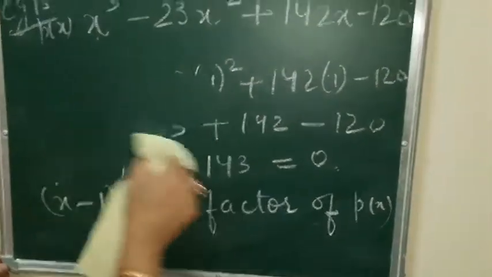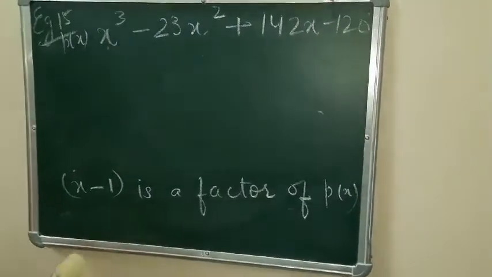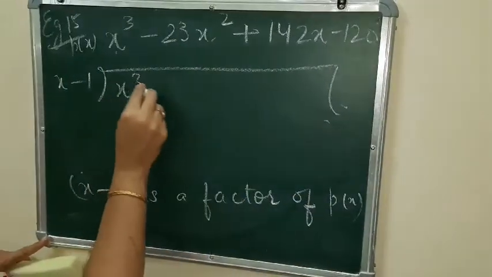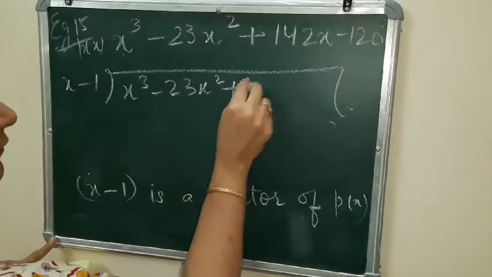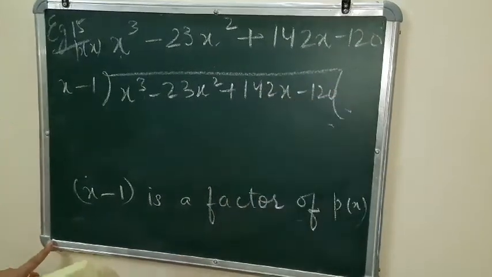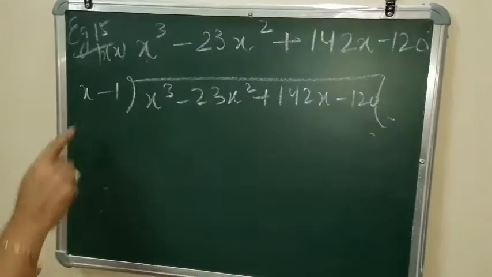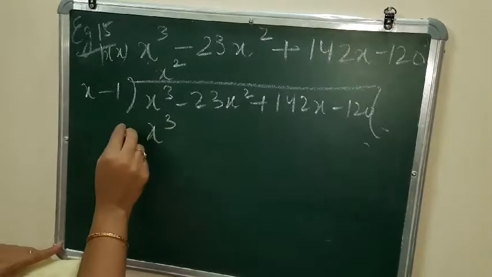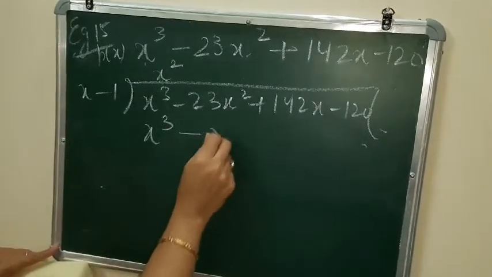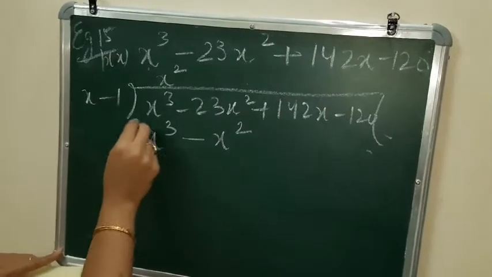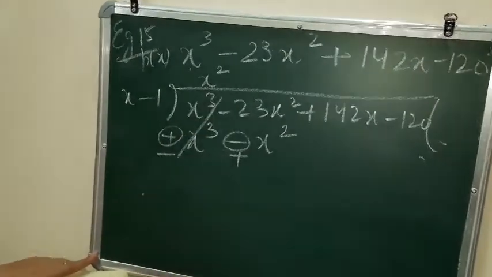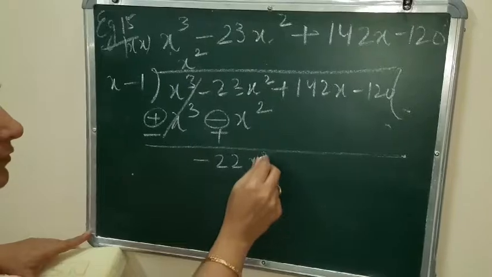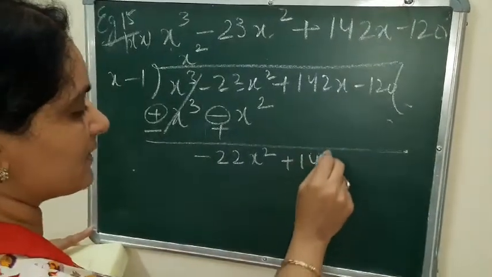Now we have got one factor of the polynomial, that is x minus 1. The given polynomial will be divided by this factor by long division. This long division I explained in my previous video. In the same way we have to do it. So x multiplied by what is x cube? It will be x square. Minus 1 into x square, minus x square. Sign change, and this will be cancelled. Now minus 23x square plus x square, minus 22x square, and the rest you will note as it is.